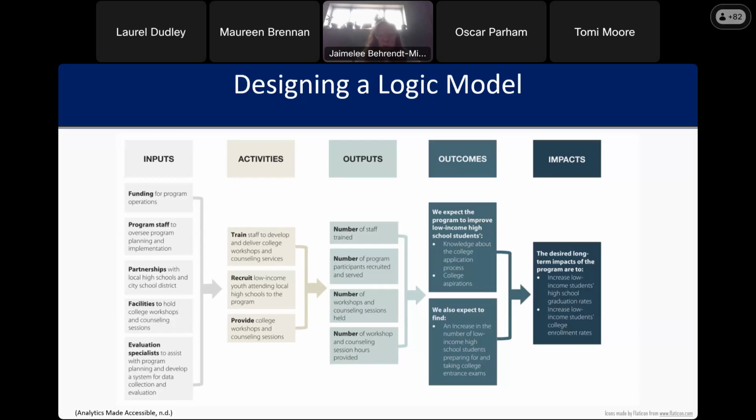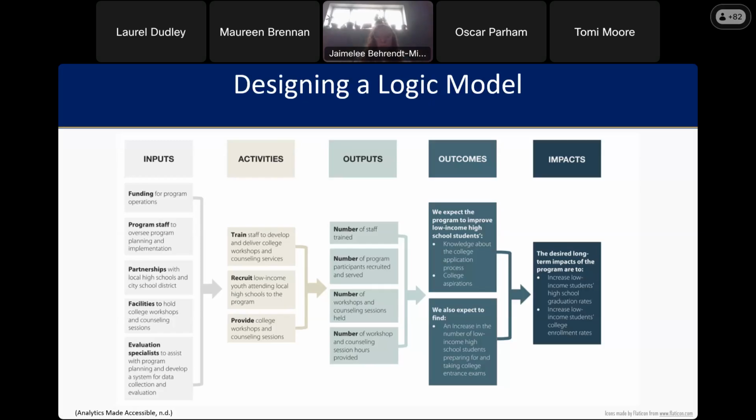And then the outcomes are, again, what you're expecting to change and what you're expecting to improve based on those activities and those outputs. So you're going to do all of these things, you want to see these numbers increase, and based on that, you expect to find something, right? And then impacts are just a synonym for goals. So for the impacts, you really do want to think about those broader goals and put them in here.